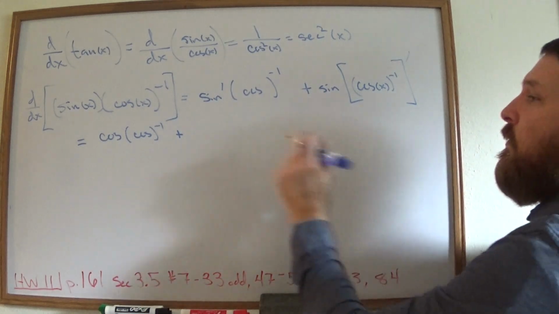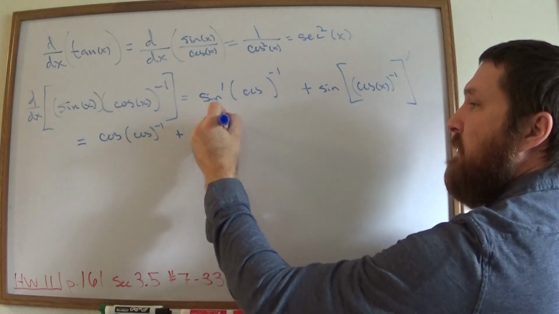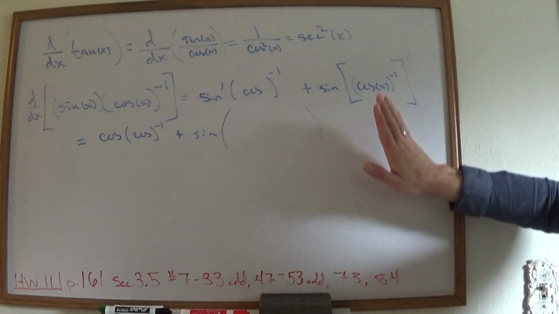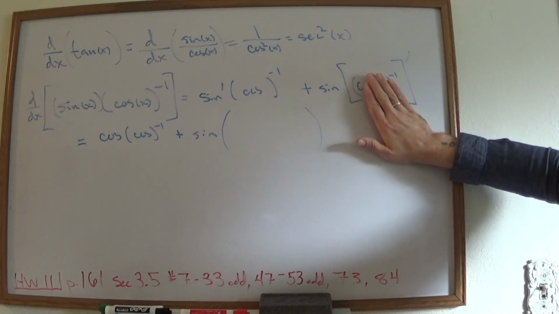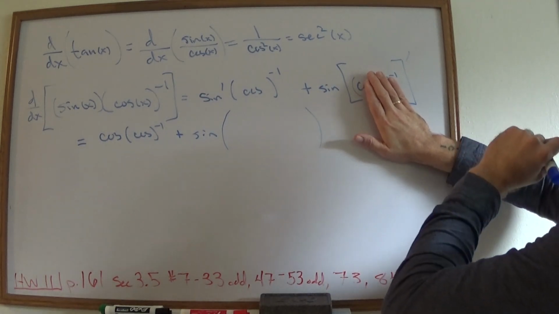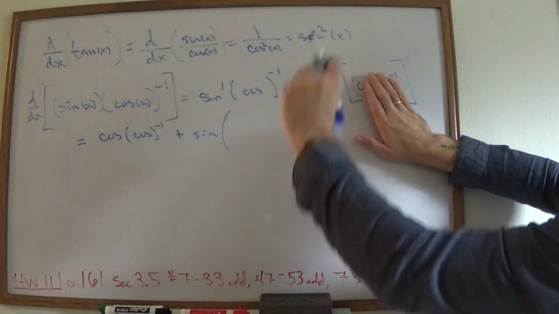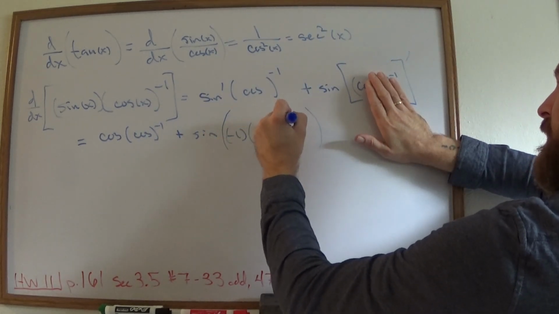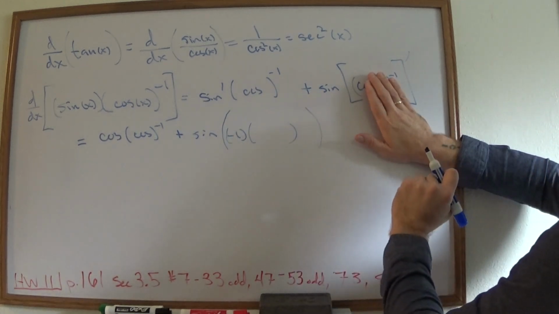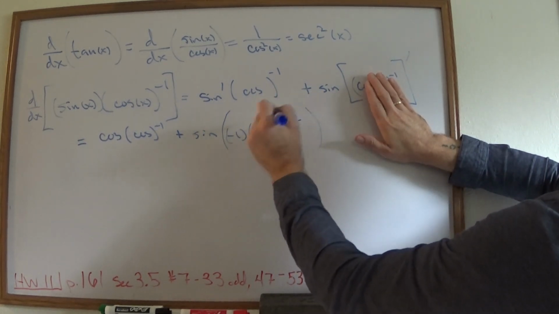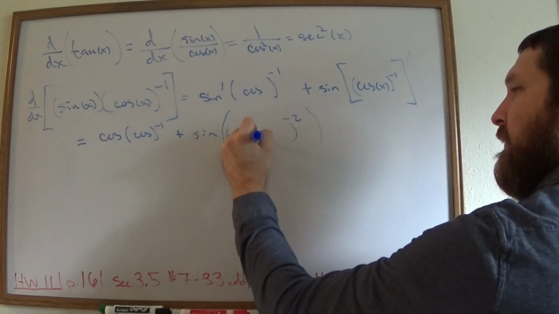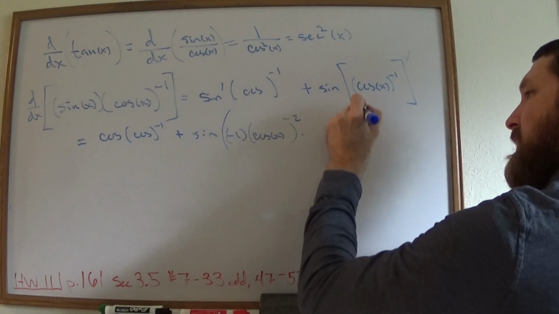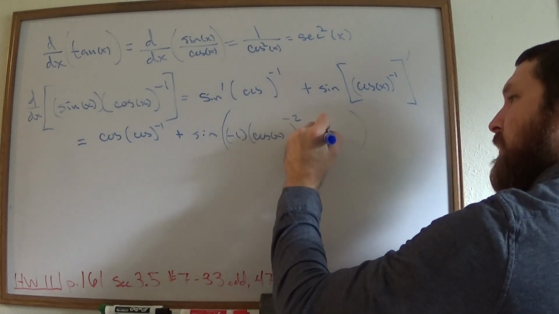Now, this is plus sine times, okay, so now let's do this. What's the outside stuff? Negative 1. So how do I take the derivative of that stuff? The negative 1 comes down, times this stuff, and then what does the exponent go to? Negative 2. Leave the inside stuff alone. Multiply that by the derivative of the inside stuff. So that's cosine prime.